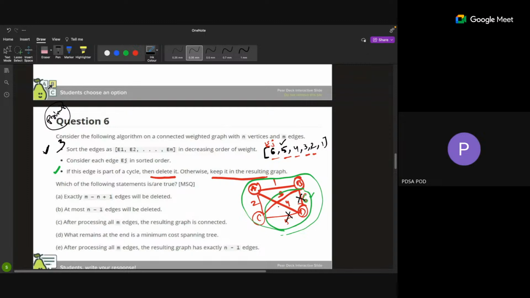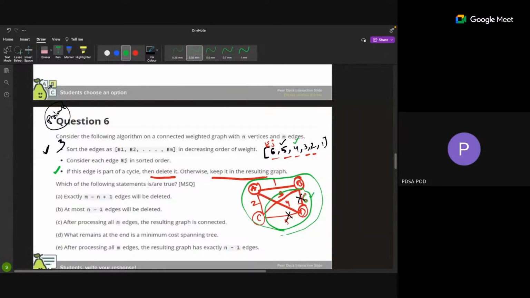After 5 is removed, is 4 participating in the cycle? No, sir, because 5 is already gone. 2 and 4 are there, no problem. It is not forming any cycle. So 4 we can leave, so we are giving permission to 4. Wait, let me finish that. Okay, now we are coming to the 3.